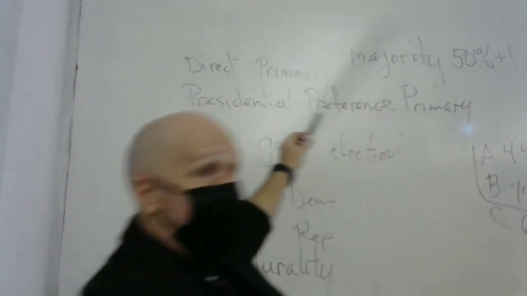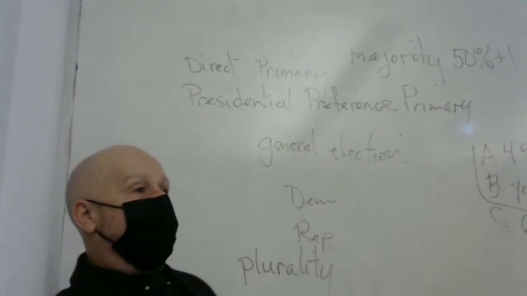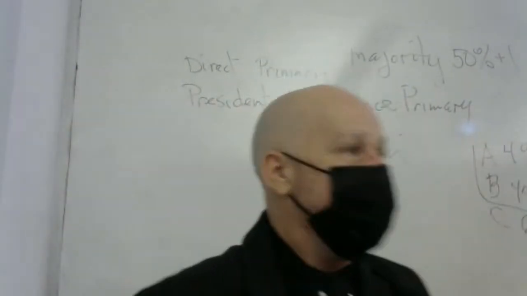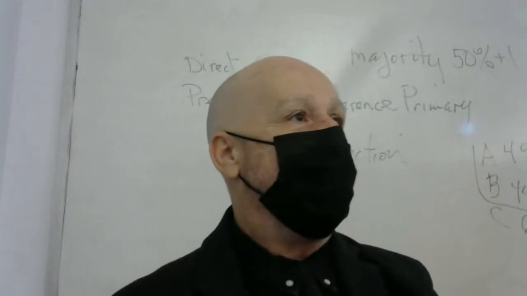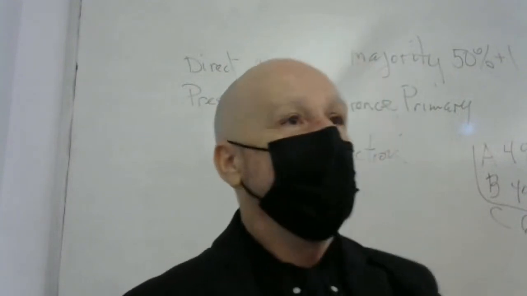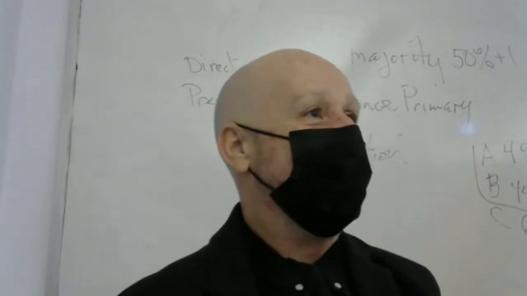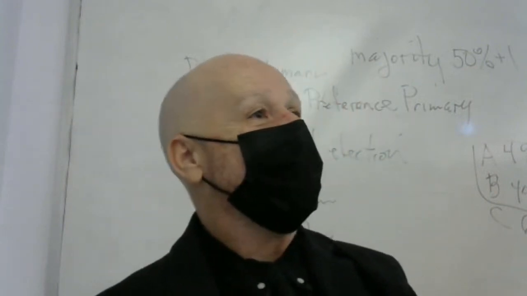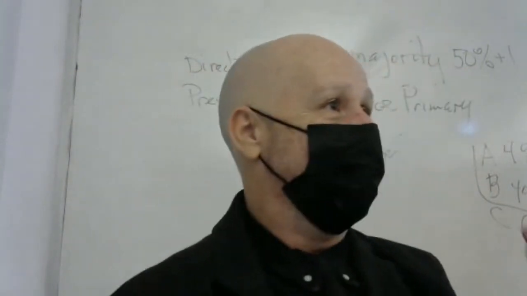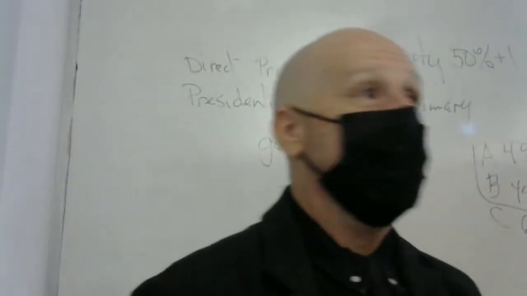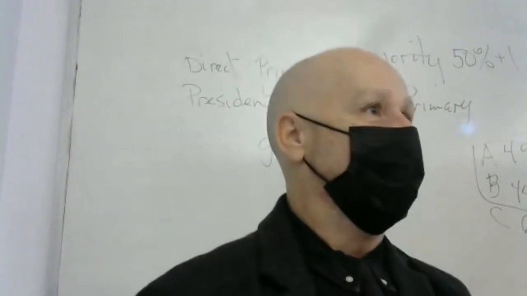Okay, this distinction between direct primaries and presidential primaries. In a direct primary, for all these other offices, when you go vote for Greg Abbott in the primary, you're actually voting for Greg Abbott. That vote is counted and the votes are tallied up, and whoever gets a majority, probably Greg Abbott, becomes the Republican Party nominee for governor. Or if you vote in the Democratic Party primary, Beto O'Rourke, right?